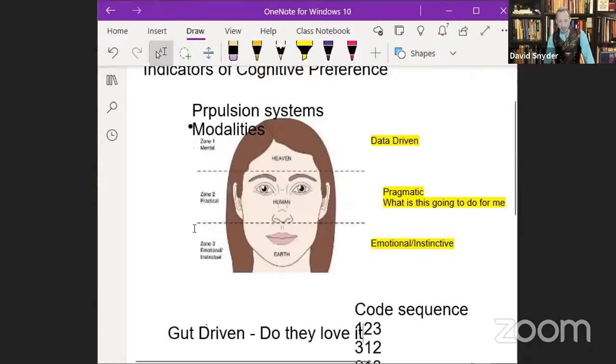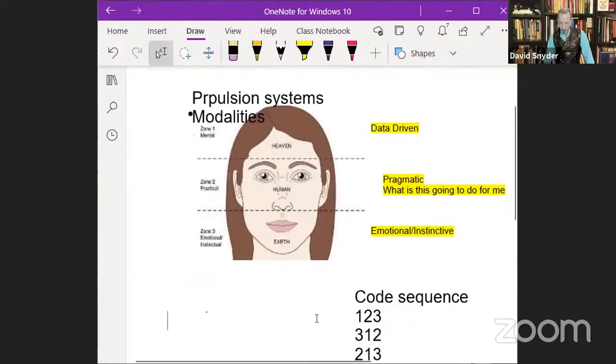Are we somebody who likes to look at something we love, think about what it'll do for us, and then look at the data that supports it? That would be a 1, 2, 3 code, right? Or could we be someone who wants to know, okay, give me all the data that supports the conclusion you want me to have, right? I'll see if my gut tells me it's right, and then I'll look at what it'll do for me. So in this case, you have what we call a 3, 1, 2 code, right?